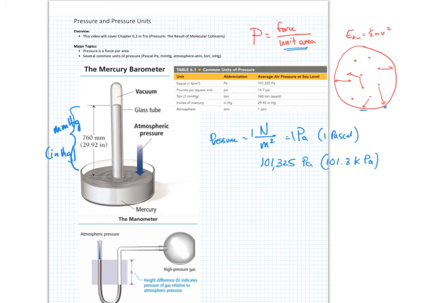Now, the standard value at sea level is 760 millimeters of mercury. So this is a common unit that we'll use, 760 millimeters of mercury is actually equal to 101,325 pascals. And we also have a special name for that. We call that 1 atmosphere.